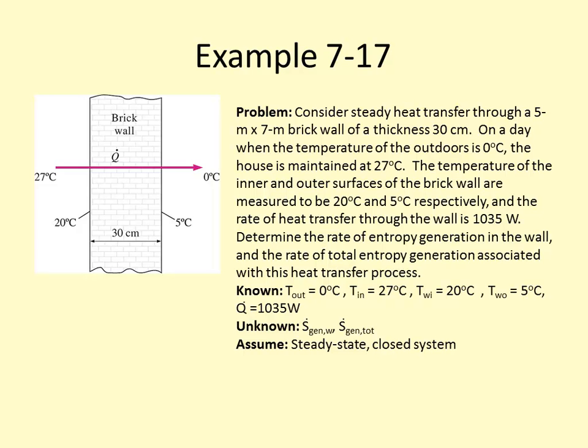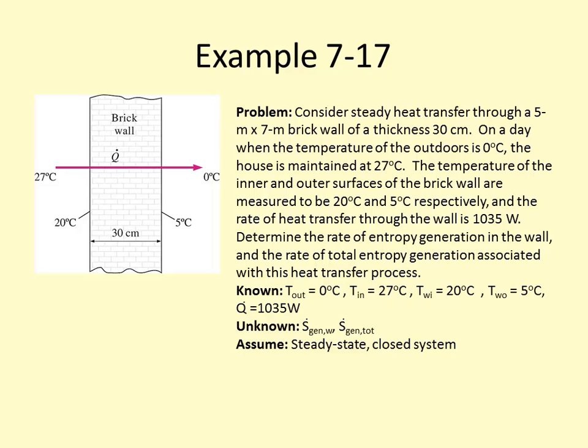We convert that to Kelvin, so it's 278 Kelvin, minus 1035 watts divided by the temperature of the boundary on the other side, which is 293 Kelvin. So we determine the entropy generation in this wall is 0.191 watts per Kelvin. So this is the entropy generation within the wall.